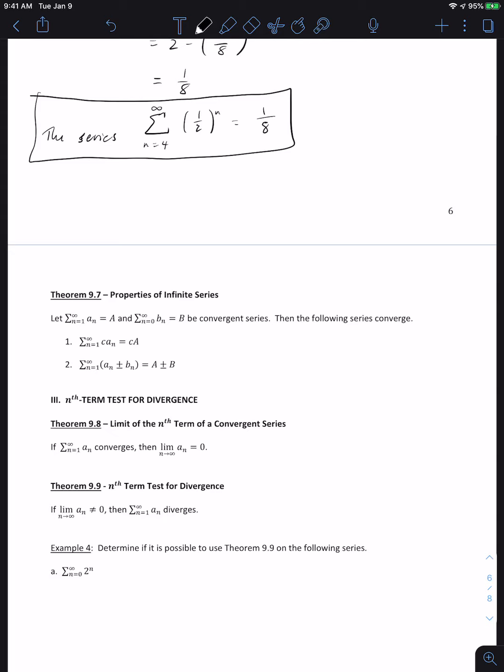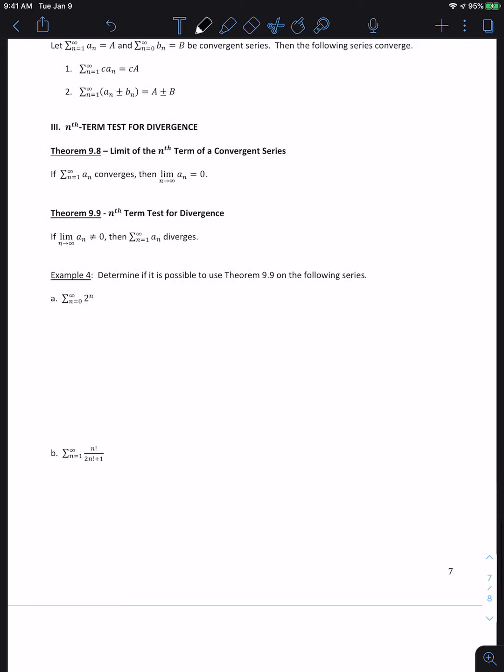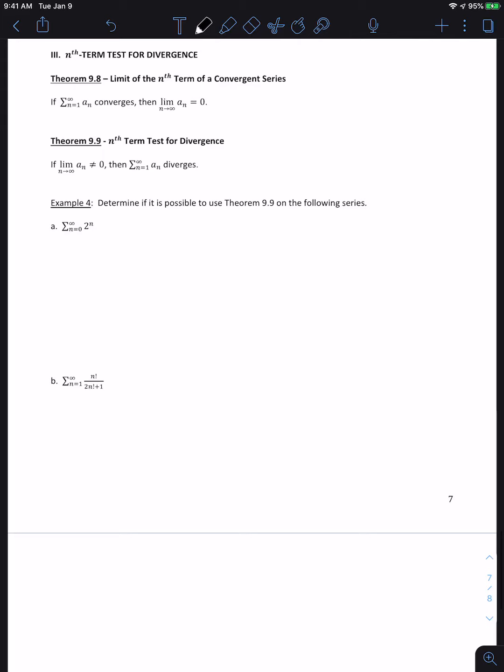All right. Okay, so now subsection 3 here is the nth term test for divergence. So this test can only be used to tell if a series is convergent. I'm sorry, if a series is divergent. I misspoke. All right, so theorem 9.8. If the sum from n equals 1 to infinity of a sub n converges, then the limit as n goes to infinity of a sub n is equal to 0.